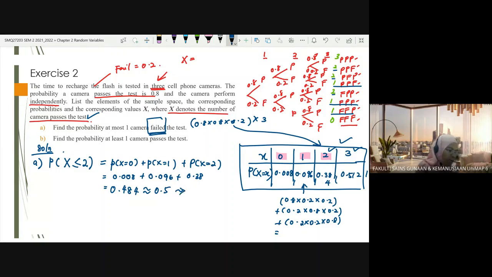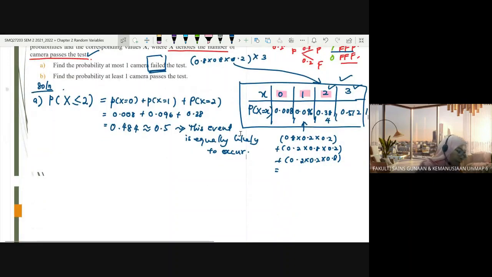So how likely will this event occur, class? This event, at most one camera fails, is equally likely to occur. Okay, so this is how we interpret this probability.